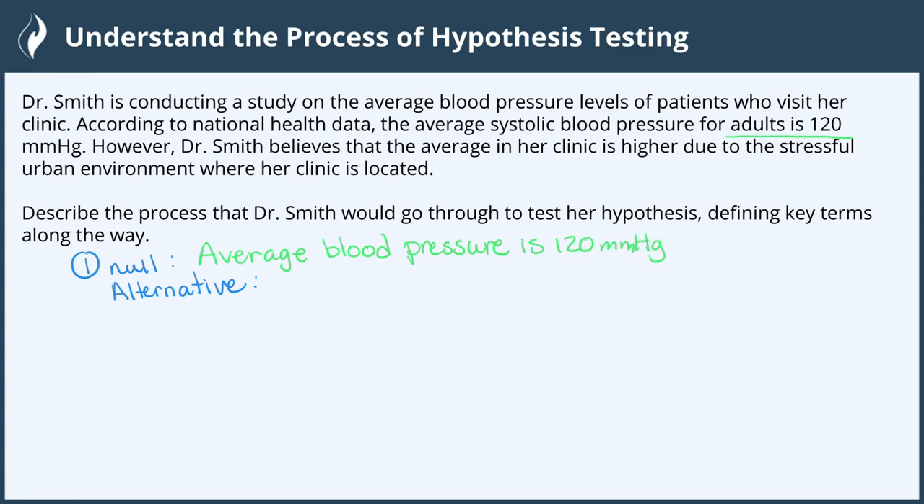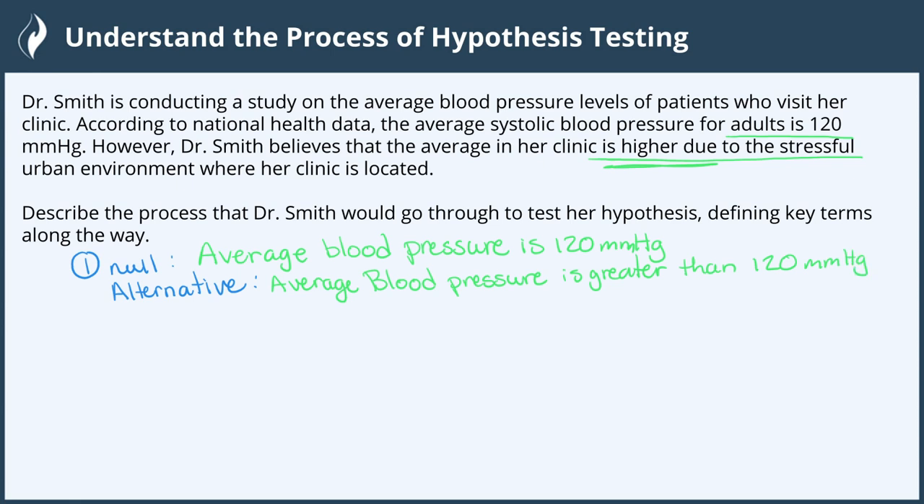Dr. Smith wants to test her claim that at her clinic, the blood pressure is higher on average due to the stressful environment where her clinic is located. So the alternative is that the average blood pressure is greater than the accepted norm of 120 millimeters of mercury.